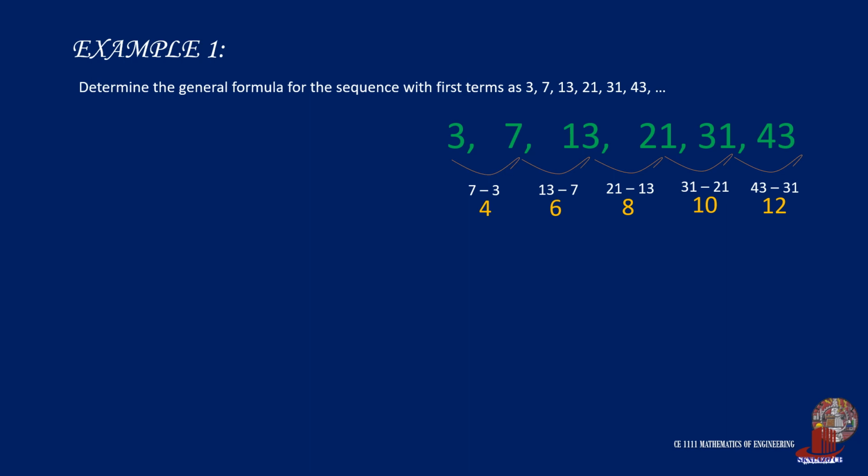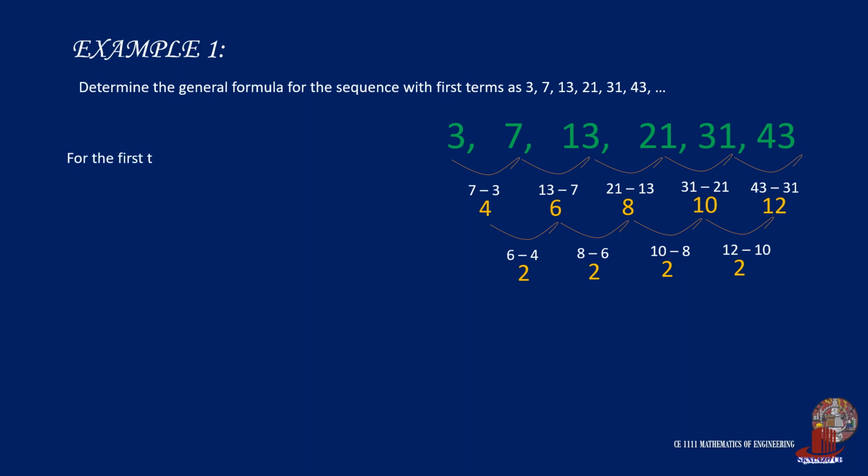Now we continue the procedure by 6 minus 4, which is 2. Also 8 minus 6 is 2. 10 minus 8 is 2, and 12 less 10 is also 2. Having a constant value for the second difference is proof that the sequence belongs to the quadratic type of progression.